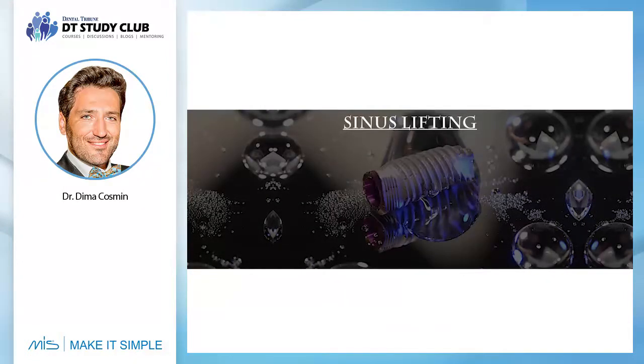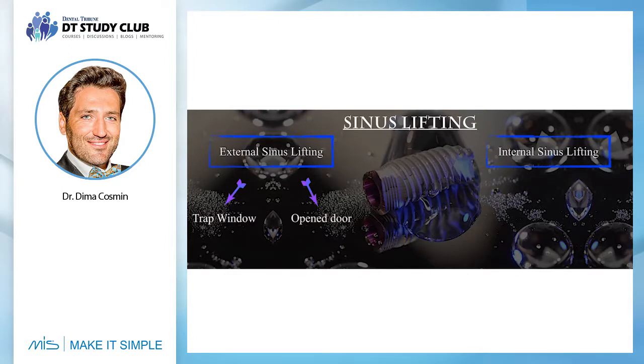So now let's talk about the sinus lifting. There are two types, external sinus lifting or internal sinus lifting. When we are talking about external sinus lifting, we have two options, trap door, or we have the option of open window. And the other one is internal sinus lifting. We can do it with piezosurgery, like you'll see in the clinical cases. It is called intralift, or you can do it with the other systems.